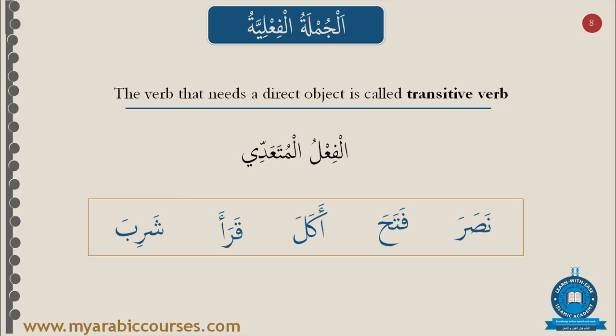So let me give examples here. We have nasara, that is to help. To help somebody. There is no preposition. Good. Fataha, to open. To open something. There is no preposition. The verb will be able to accept a direct object. Akala, to eat. To eat something. There is no preposition between the subject and the object. Qara'a, to read something. Then shariba, to drink something. So all these verbs are called the transitive verb, and in the Arabic language they are called al-fi'l al-muta'addi.